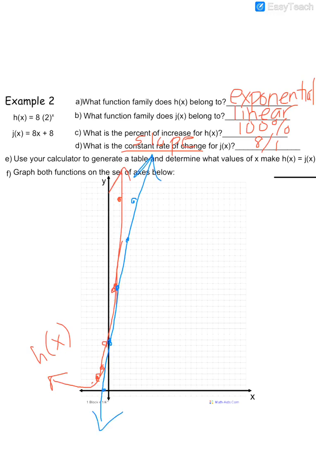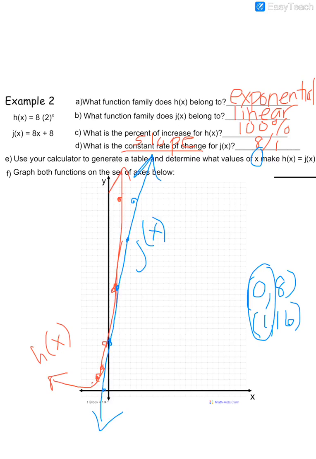And it is j of x. Okay, so what are the points of intersection? The points of intersection are, I'm going to write them here, (0, 8) and (1, 16). That's where they're touching. It says, use your calculator to generate a table and determine what values of x make these equal to each other. So again, I'm looking at my x values. So I'm going to do 0, 1 in my little squiggles.